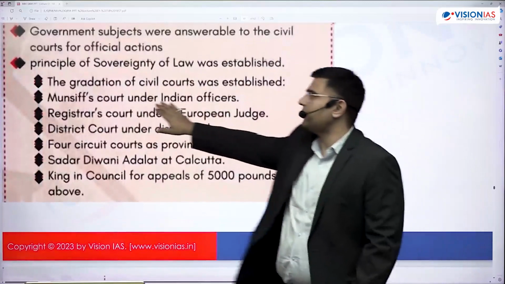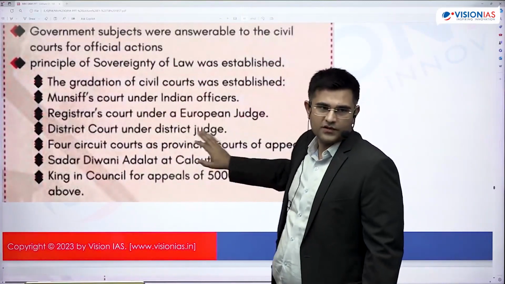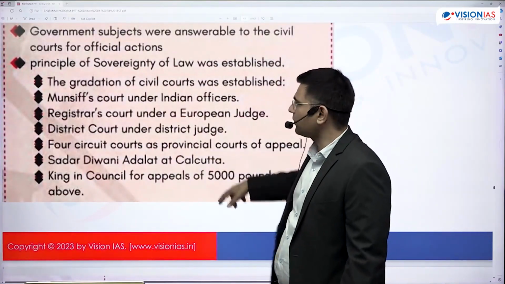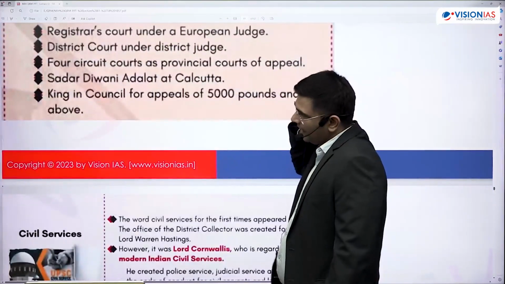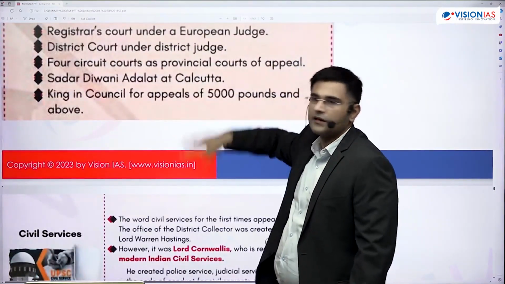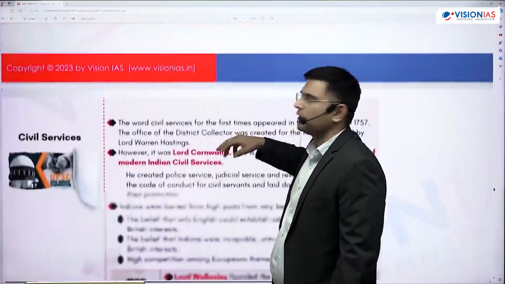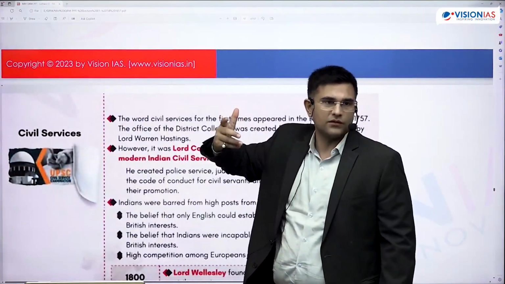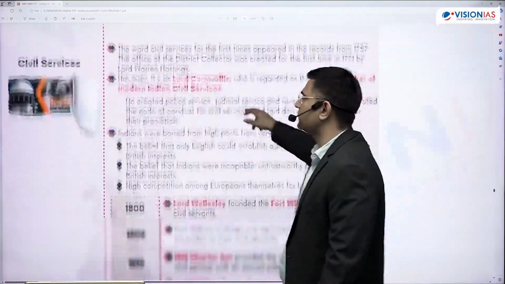So at a very lower level the Indian judge is present, but otherwise it is all Europeans, right? And if there is any appeal from the Sadar Diwani Adalat, then it will be London which will be hearing the cases. You have seen, for example, Dharma Sabha sending a case to the Privy Council.